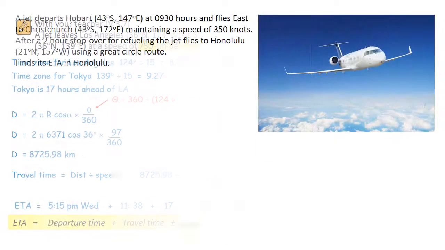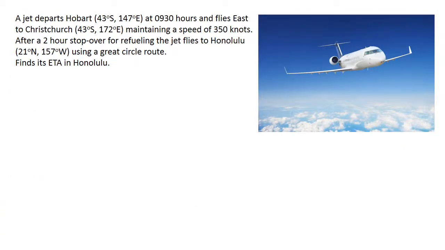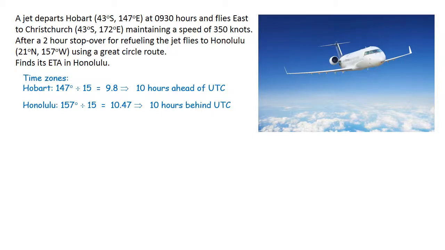The next example is an extended problem involving 3 locations, but the method is similar. Start by finding the zone times of the starting point and the destination. Divide Hobart's longitude by 15, round to the nearest whole number, 10, and because Hobart is east of the prime meridian, it is 10 hours ahead. And divide Honolulu's longitude by 15, round to the nearest whole number, 10, but because its longitude is west of the prime meridian, Honolulu is 10 hours behind. All in all, Honolulu is 20 hours behind Hobart.